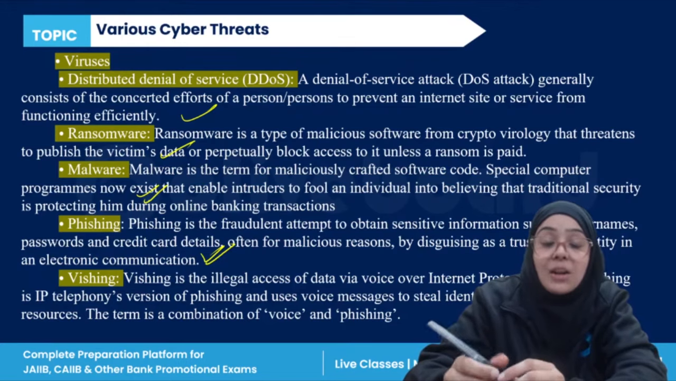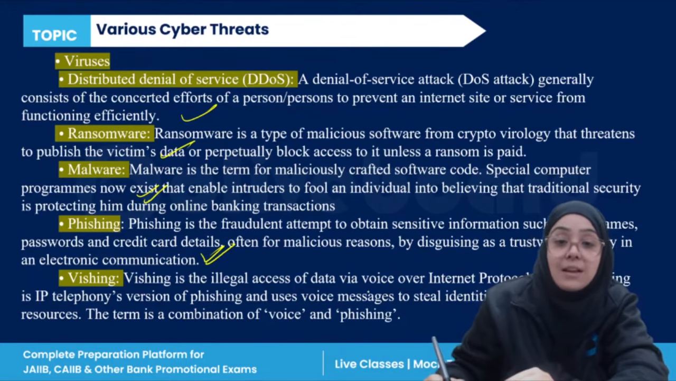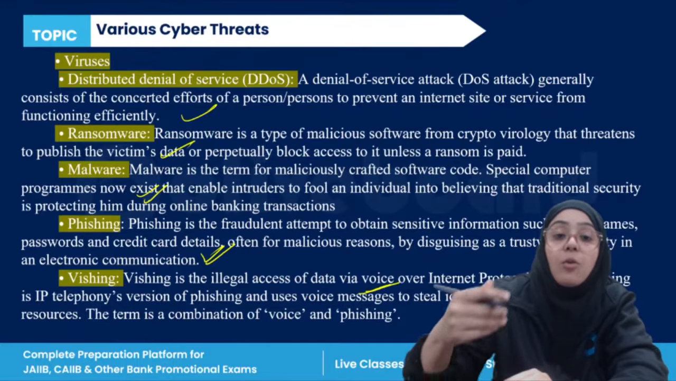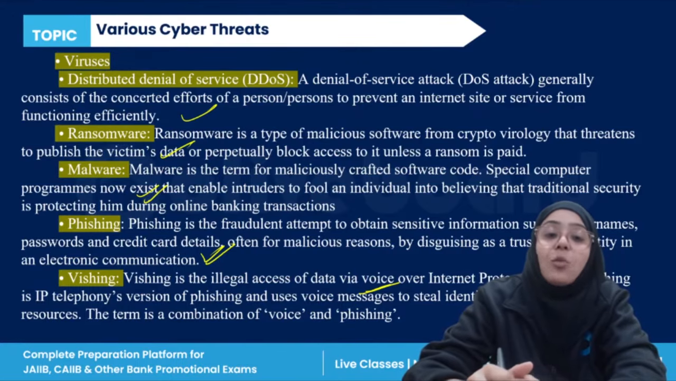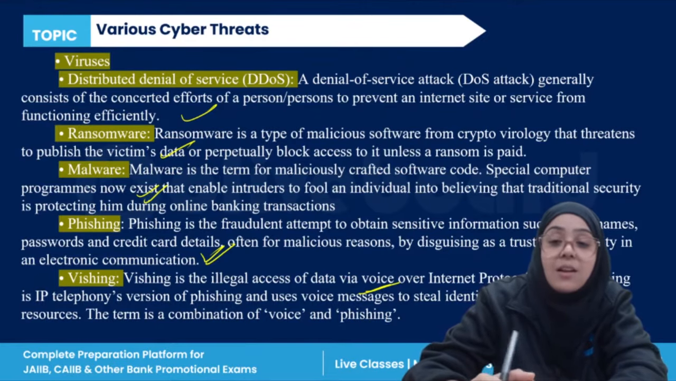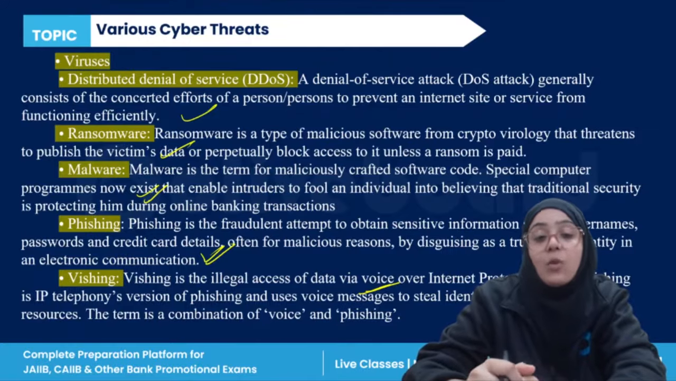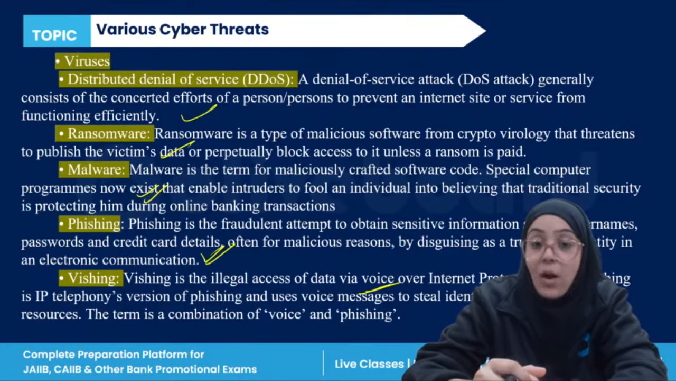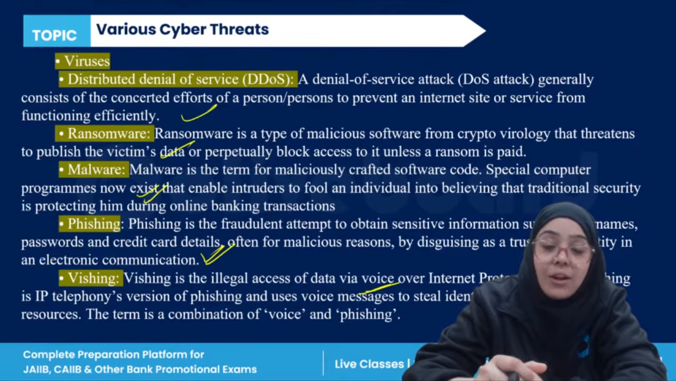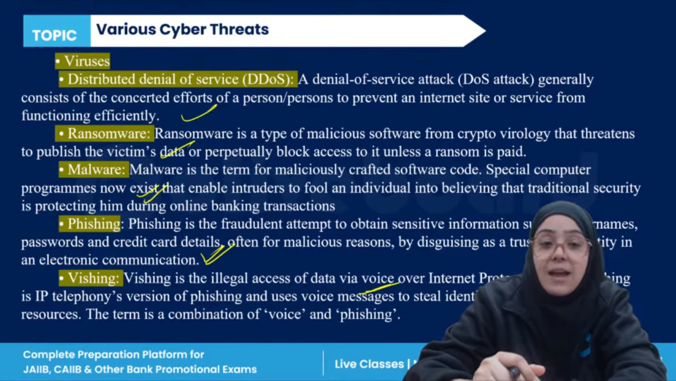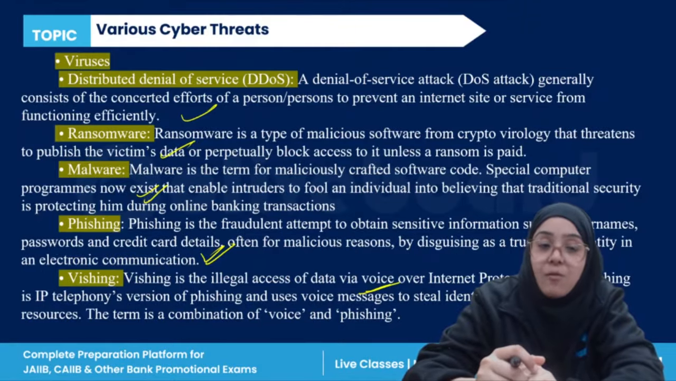Now, vishing is making a fool of you over data or voice or calls, right? So this is known as vishing. Smishing is the illegal access of data over the internet protocol, right? Vishing is VoIP's telephonic version of phishing, right? Voice messages are given to steal your identities and financial resources. This is known as vishing.